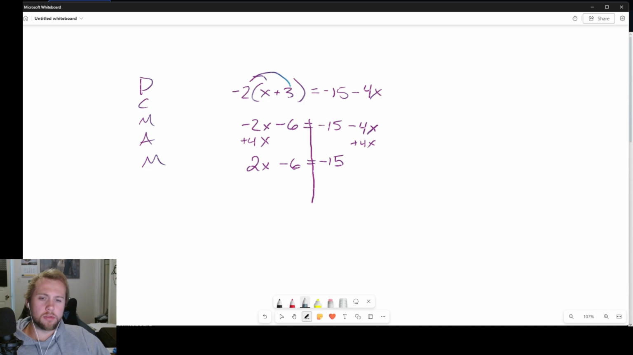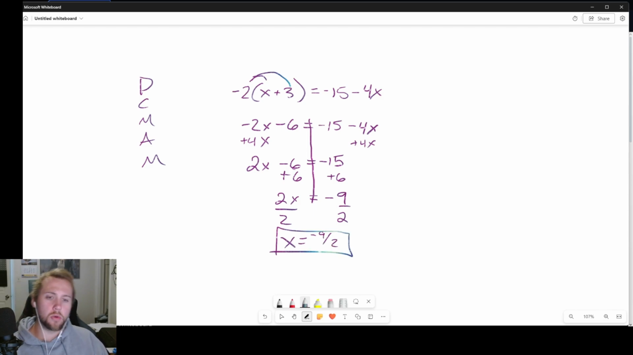So now it's just a two-step equation. I add 6 to both sides, and I get 2x is equal to negative 9. Divide by 2 on both sides, and I get x is equal to negative 9 halves. Now this is important. It's okay to have a fraction as an answer. It's okay to have a decimal as an answer. It's okay to have x equals 0 as an answer. That's still a one solution problem.